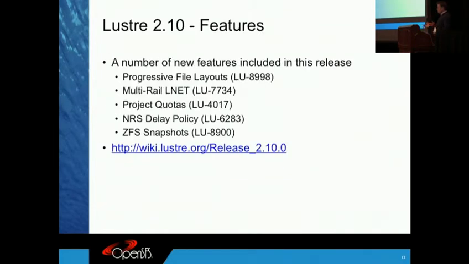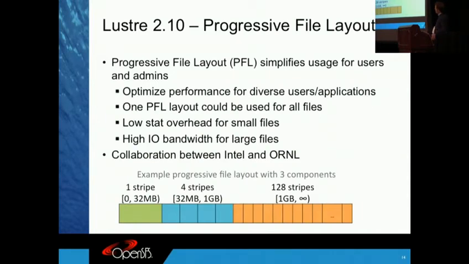In terms of the features, if you go to the 2.10 release page that we maintain in the LWG, these are the features you'll see listed there. All of these are in the release. My pick of the features really is the progressive file layouts. This is a collaboration we've had with Oak Ridge National Lab, and it allows striping policies to be set based on the size of the file. They don't have to be specified up front. It allows you to put in some adaptive settings, so you're not relying on the user to make the right choices for their workloads. I think many administrators breathe a sigh of relief when they hear this is coming.